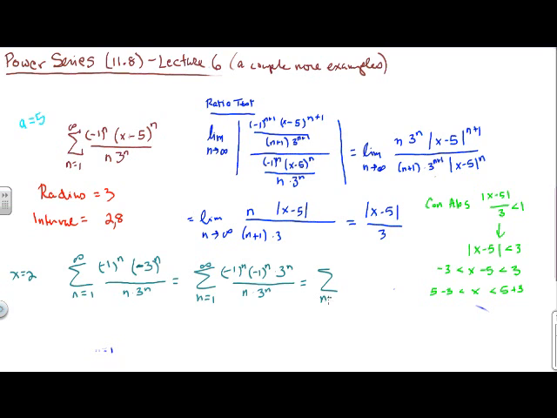And the 3^n's cancel. And I get the sum n to infinity of 1 over n. So, converges or diverges? Yeah, diverges. Harmonic series.